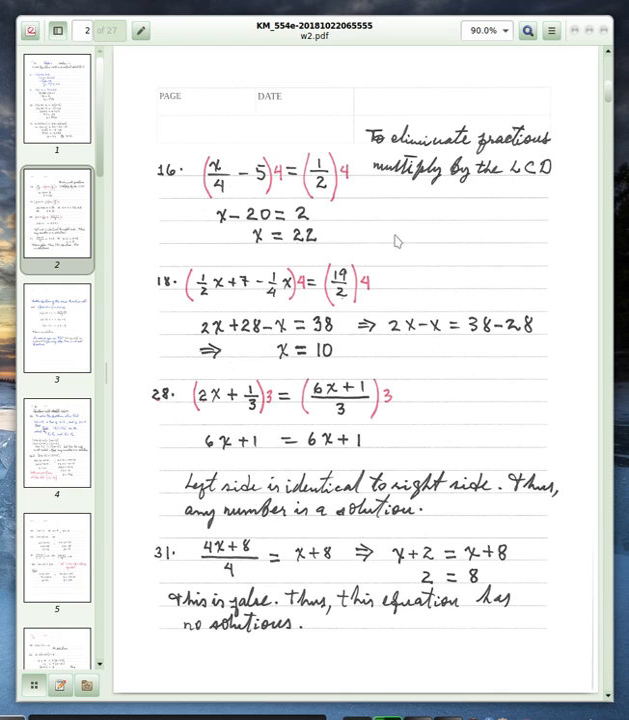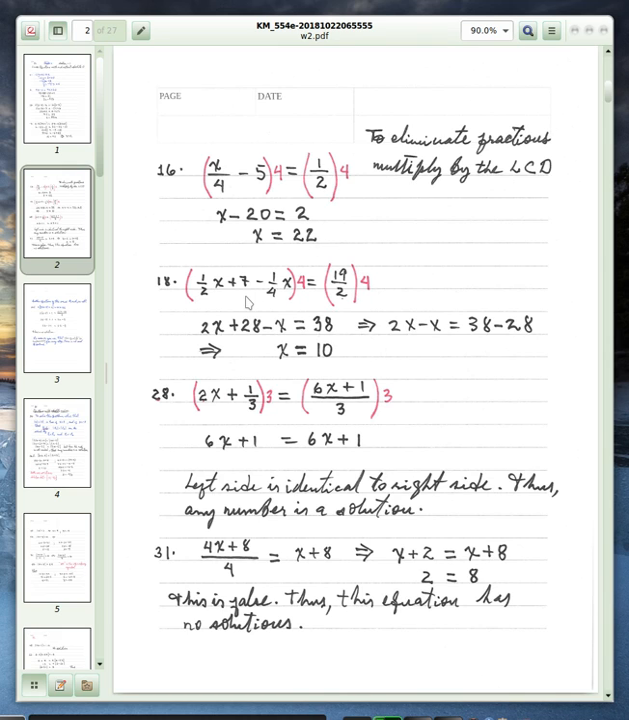So since my denominators are 4 and 2, I multiply by the least common denominator 4. When I multiply by 4 the left side, it will cancel the 4 here and I will have x by itself, and then 4 times minus 5 is negative 20. On the right side, 1/2 of 4 is of course 2. Next step is just to move negative 20 to the other side, so it will be 2 plus 20, 22, and that is the answer.